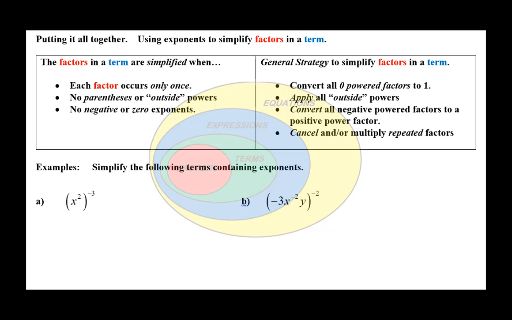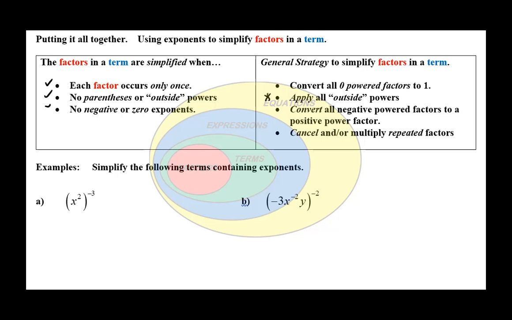All right, if we're going to use exponents to simplify factors in a term, we want to know what it means to simplify. So first of all, factors in a term are simplified when, we have three things we're looking for. Each factor occurs only once, no parentheses or outside powers, and no negative or zero exponents. So this is going to give rise to a general strategy, and you'll see this happen here.